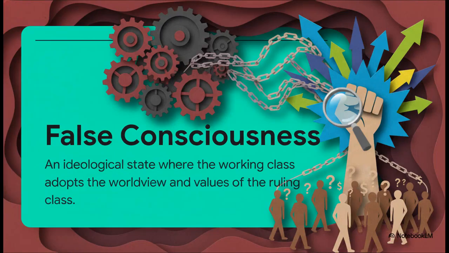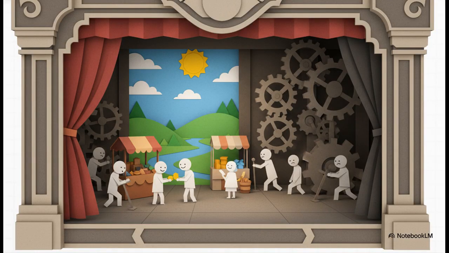So what is false consciousness at its heart? Well, the definition is this. It's an ideological state where a subordinate class, let's call it the working class or the proletariat, unconsciously takes on the worldview, the values, the beliefs of the ruling class, the bourgeoisie. And this is the absolute key takeaway. This theory isn't saying people are dumb or easily fooled. No, not at all. It's about something way deeper. It's about unconsciously absorbing an entire system of thought that isn't really yours, and most of the time you don't even know it's happening.